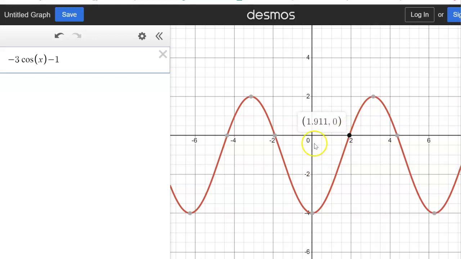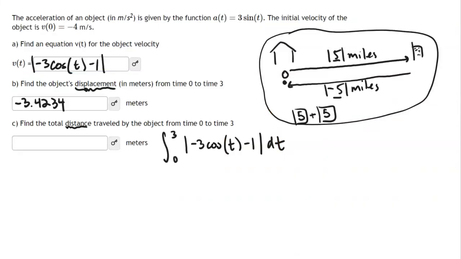What if we didn't have a graph? How can we get that 1.911? Well, the key idea when we're working with absolute values is that it becomes negative to positive or positive to negative when it crosses 0. So our goal is to figure out when our function is going to hit 0, and then we can figure out which side is negative and which side is positive. So let's do that first. We want to know when this function is going to be 0. So I'll do that off on the side.